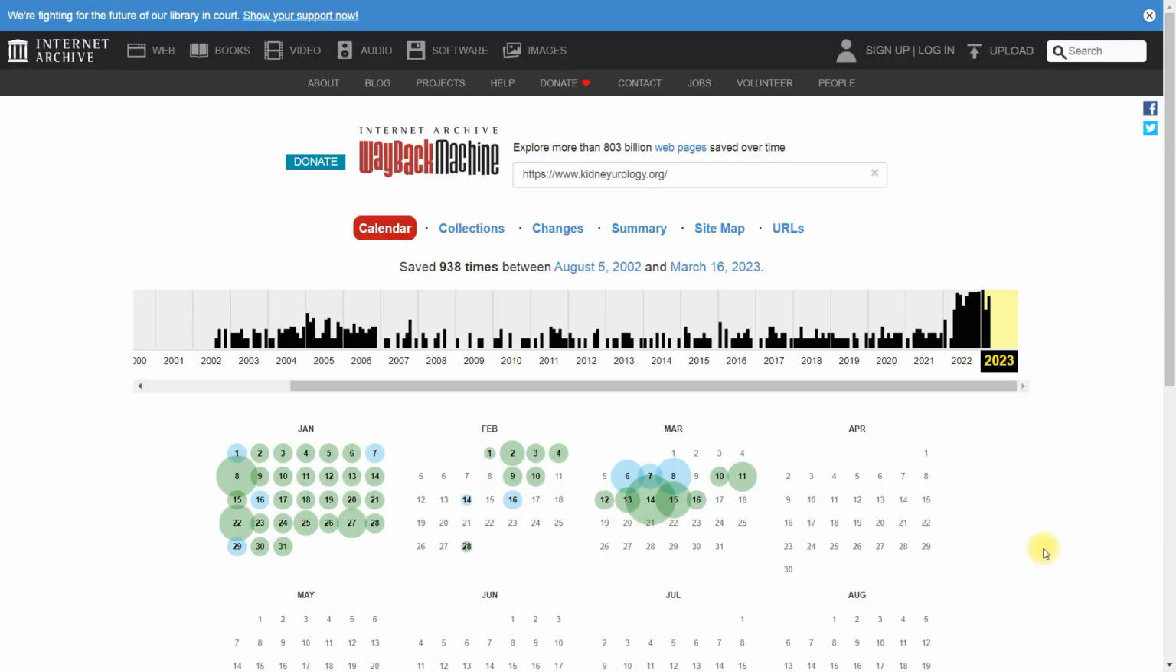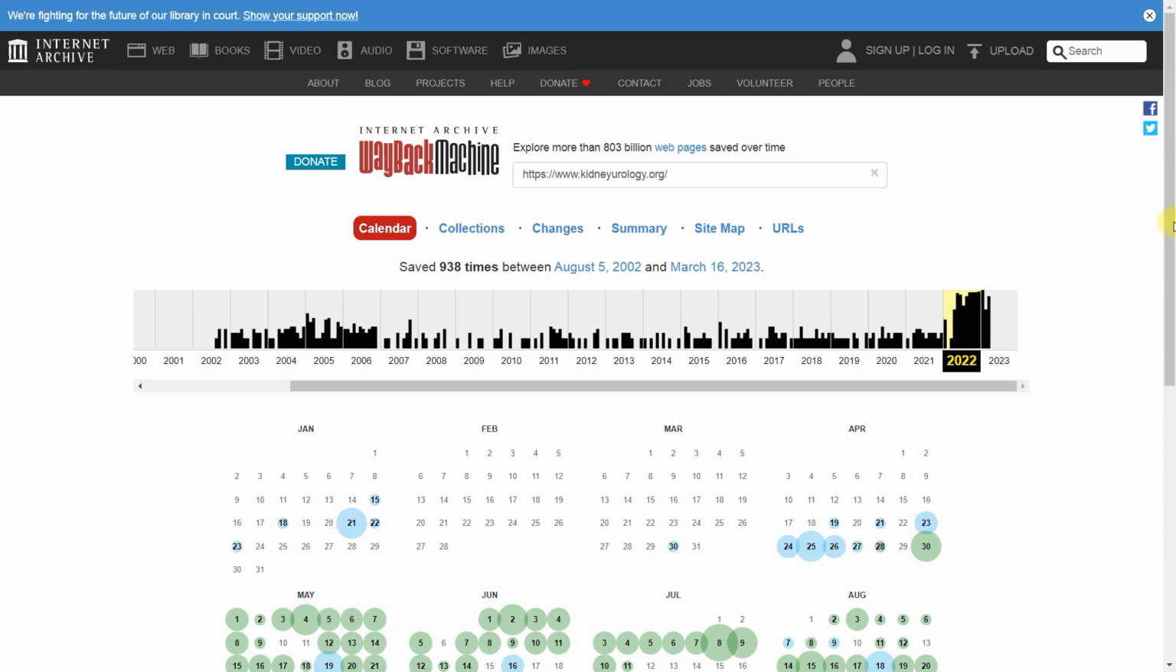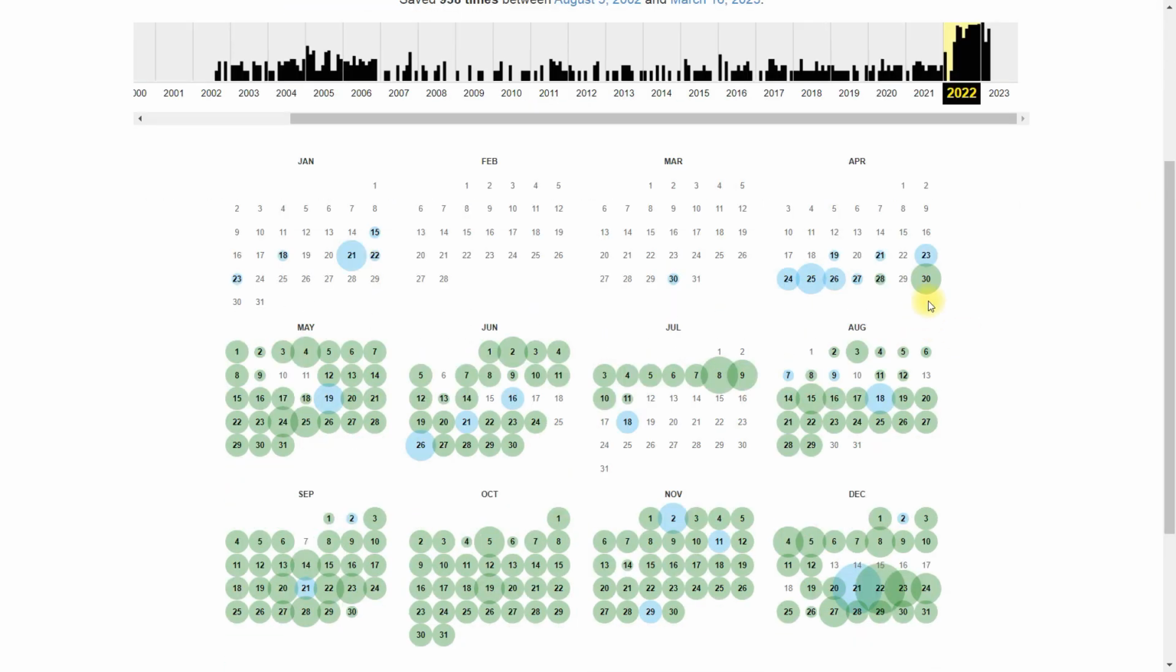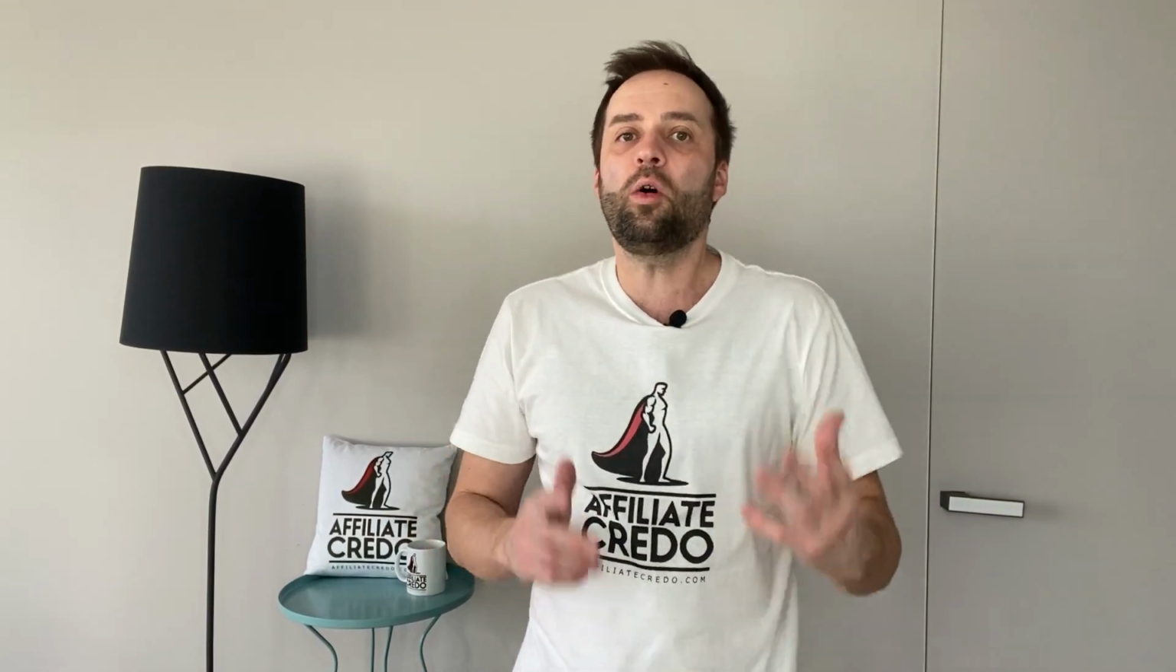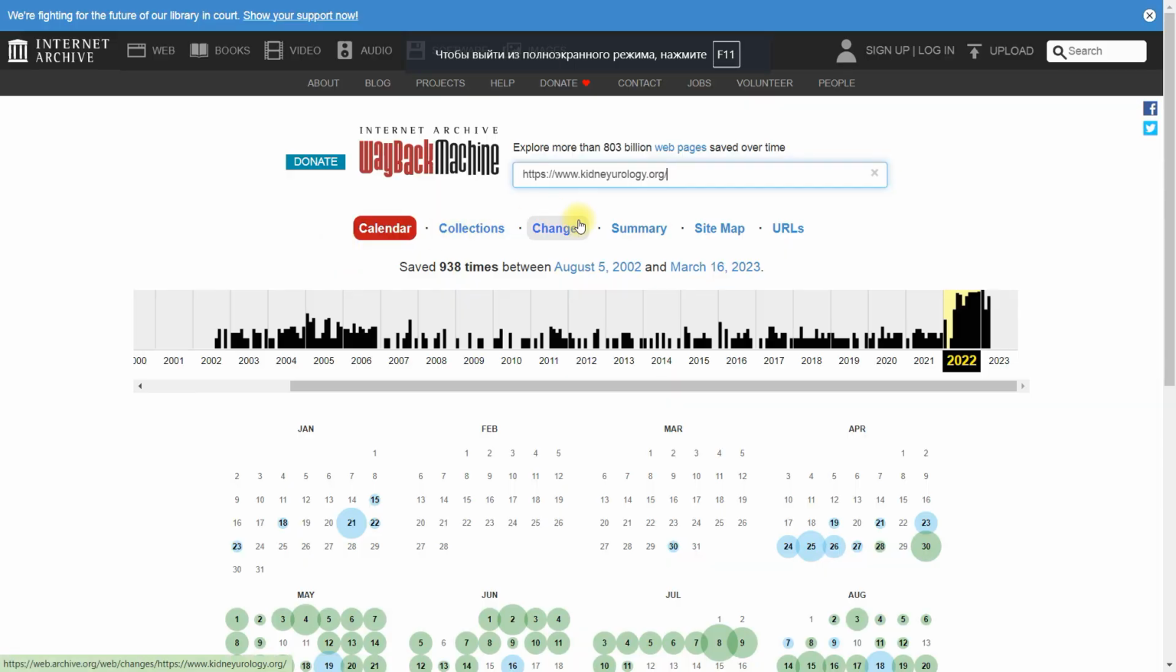First, enter the domain kidneyurology in Archive.org. Next, look at the general timeline and see that the site was founded in 2002. Very long story. Second, we're most interested in the last months of the domain's life in its original form, because we want to understand at what stage it expired and whether the site was as strong as in its best years just before it expired, or whether it was bought and sold by spammers.